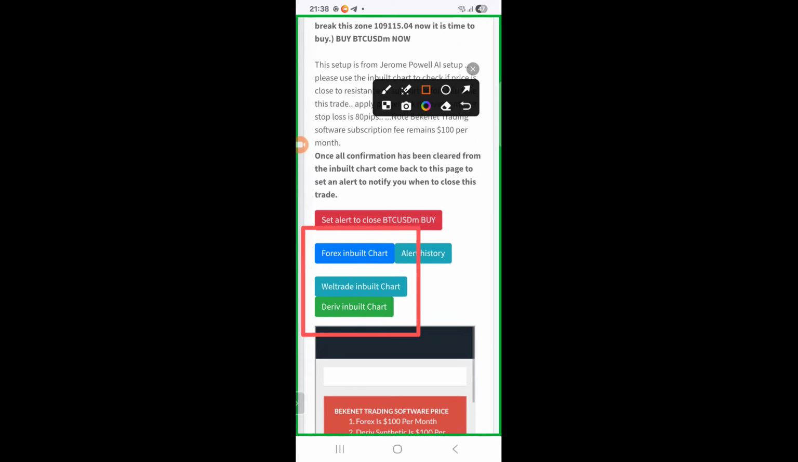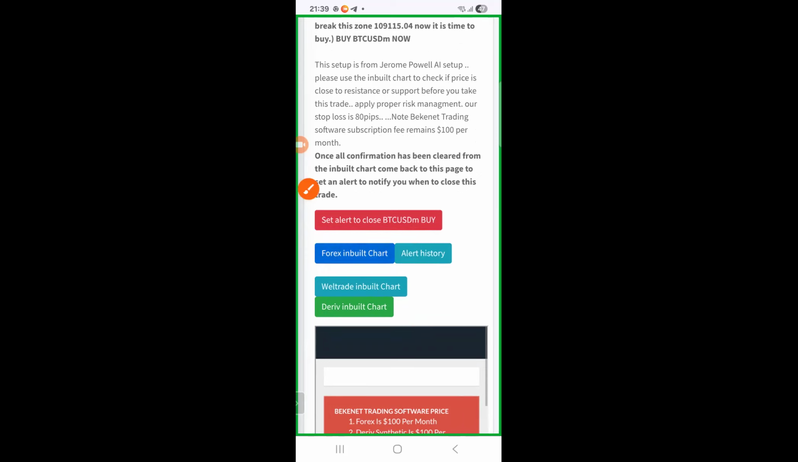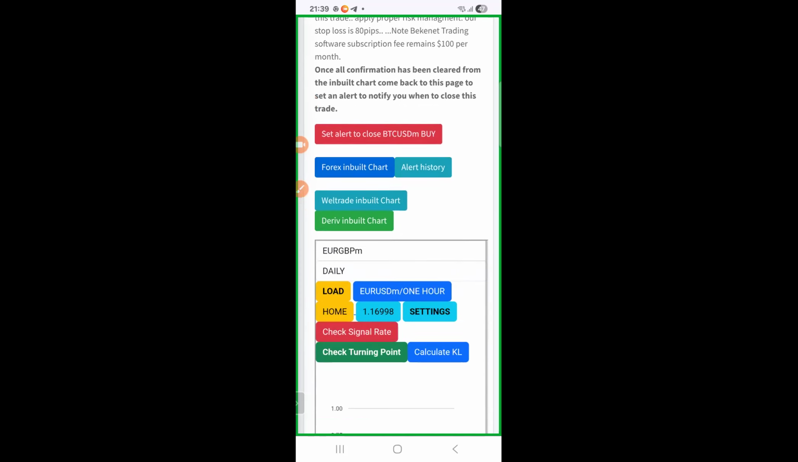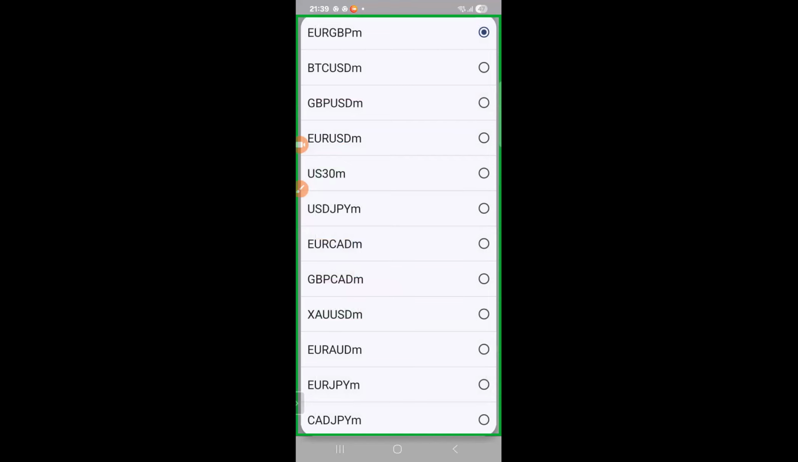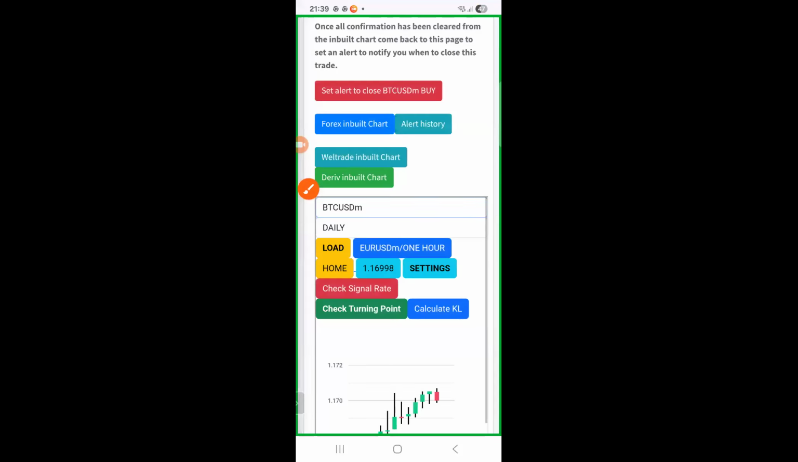You see FOREX inbuilt chart, WellTrade inbuilt chart, Deriv inbuilt chart. Since the crypto you are trading here is on FOREX, I'm going to tap on FOREX inbuilt chart. Now, when I tap on FOREX inbuilt chart, what signal do I receive? It is Bitcoin. So I have to tap on that instrument and look for Bitcoin over here. You look for it and select it. Now, once you select it, it gives us this. Please, I'm not doing full teaching, it's just to show you the functions of this. Now, I click on load.